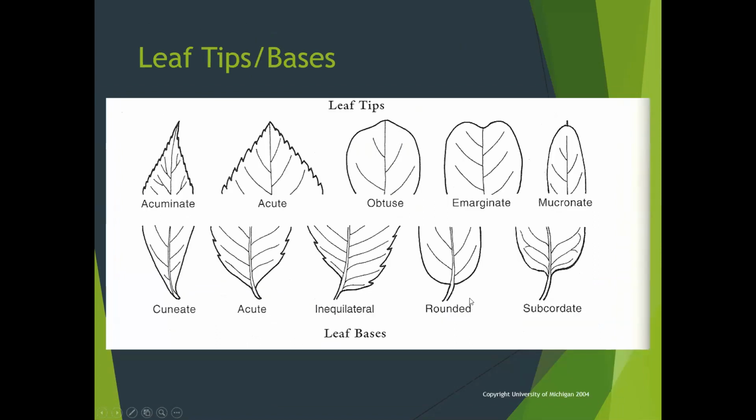Sometimes it's easier to separate the leaf into tips and bases. The base is where the stem is attached. And this can be really important when you're identifying, because most leaves are symmetrical, but some leaves are not. Like the elm, for instance, has an asymmetrical base at the leaf, and that's a really important identifier.